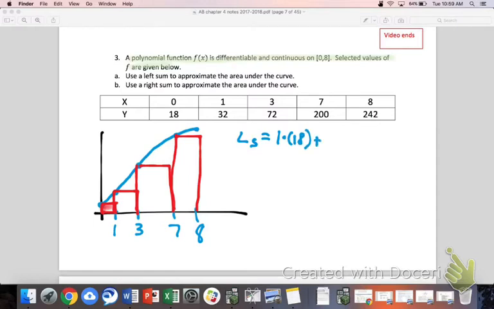What are the dimensions of the second rectangle that I'm highlighting right there? 2 by what? 2 by 32. It's 2 by 32. And here's how you know that. If you look back at the table, the second rectangle is based on the height of the curve at 1, right? And the height of the curve at 1 is 32, and so 2 times 32.